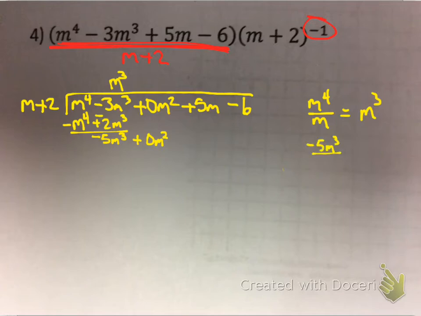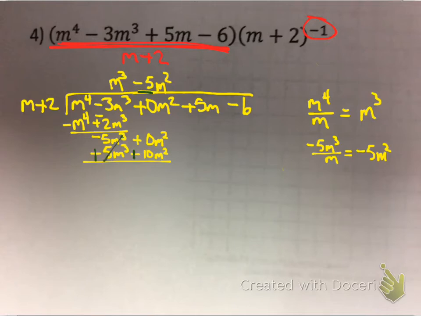Okay, so negative 5m cubed divided by m is negative 5m squared. Negative 5m squared times m is negative 5m cubed. Negative 5m squared times 2 is negative 10m squared. And then change the sign. That way the first term should cancel out. 0 plus 10 is 10m squared. And then bring down the 5m. So now I'm saying 10m squared divided by m, which is 10m.